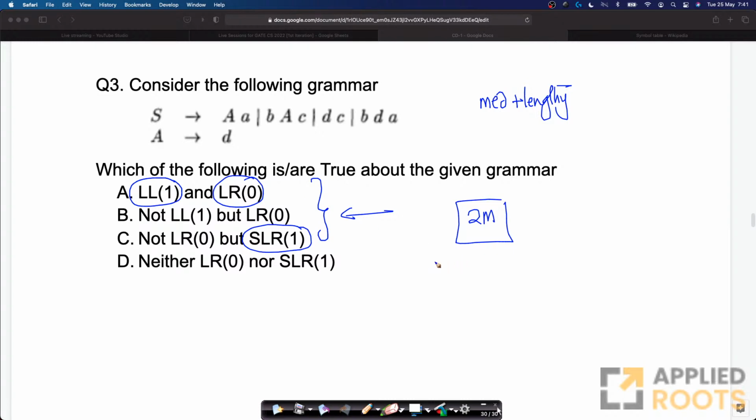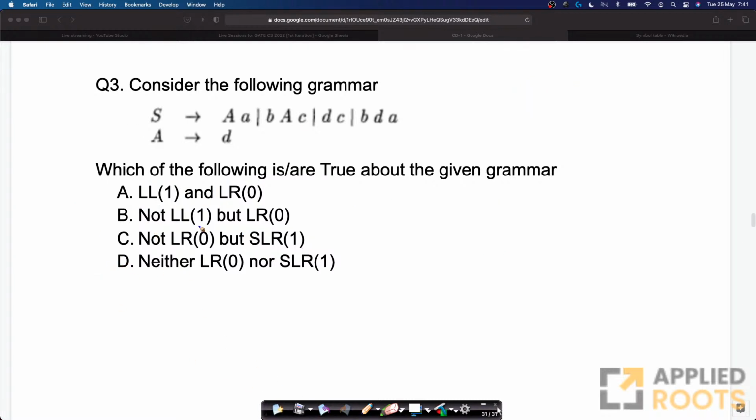Again, I see the same thing in the data here. So the right option is, let's look at the options. Not LL1 but LR0, no. LL1, LR0, no. Not LR0 but SLR1, no. It's neither LR0 nor SLR1, so D is the right option. Most of you, I think, have said C. Some of you even said B.